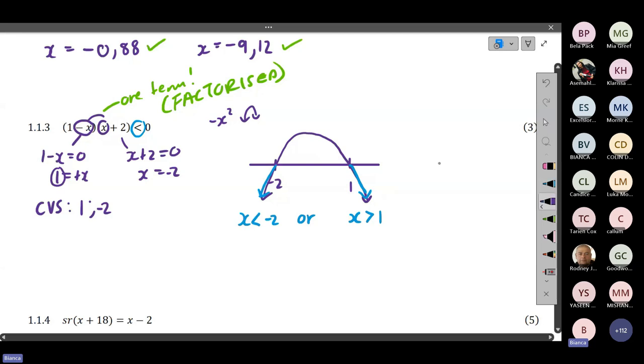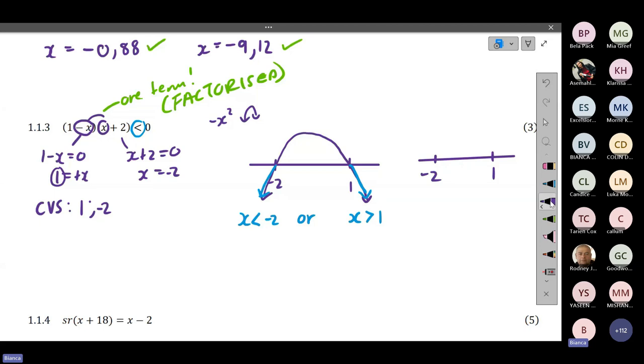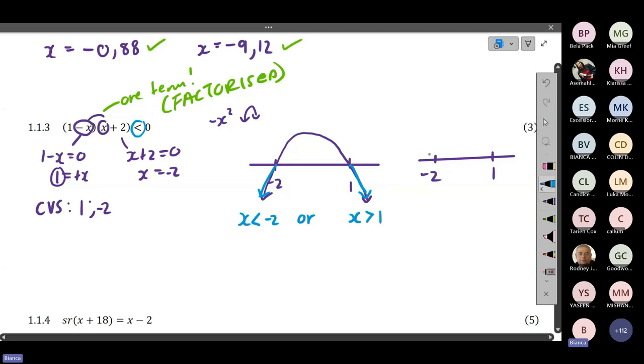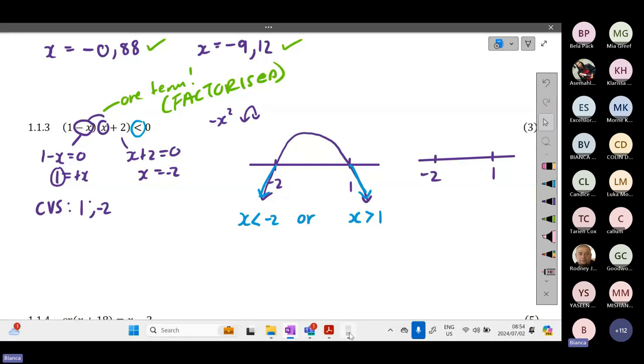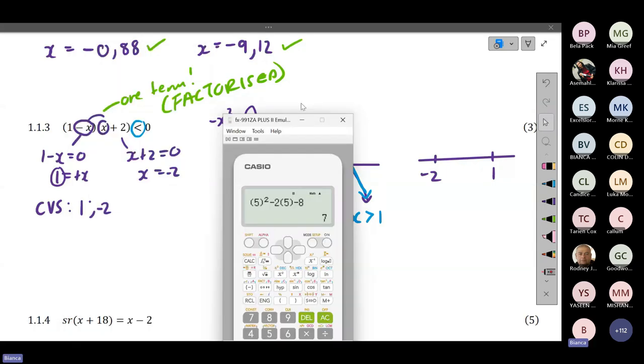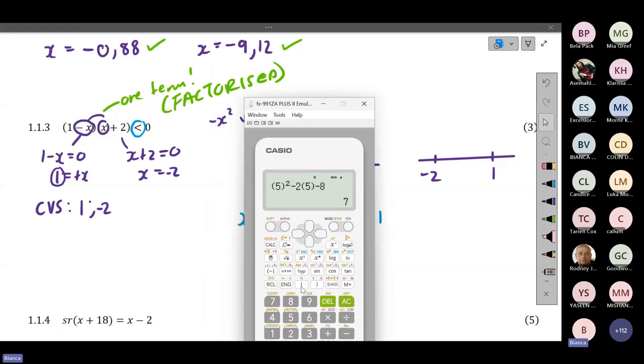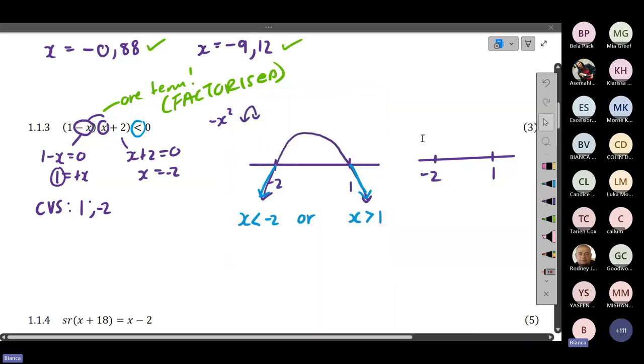I quickly want to do the plus minus plus method, because I feel like I might convert some of you, especially if you got it wrong. Negative 2 and a positive 1. Remember how we do the plus, minus, plus? You sub in a number less than negative 2 into this formula. What's an example of a number less than negative 2? Negative 5. You can even put it into the brackets if you like. So 1 minus negative 5, and then negative 5 plus 2. That gives you negative 18. So on this side is a negative solution.